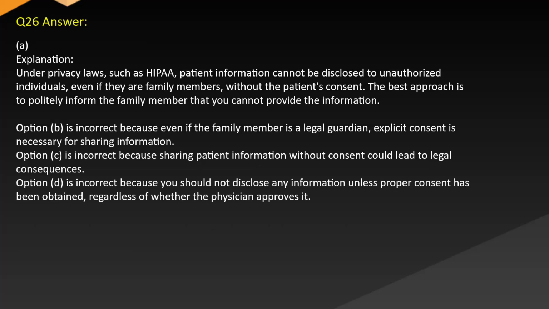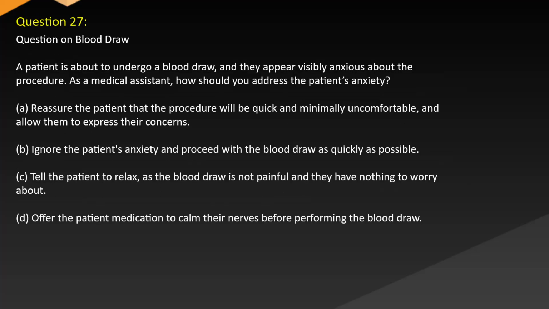Answer A. Explanation. Under privacy laws such as HIPAA, patient information cannot be disclosed to unauthorized individuals, even if they are family members, without the patient's consent. The best approach is to politely inform the family member that you cannot provide the information. Option B is incorrect because even if the family member is a legal guardian, explicit consent is necessary for sharing information. Option C is incorrect because sharing patient information without consent could lead to legal consequences. Option D is incorrect because you should not disclose any information unless proper consent has been obtained, regardless of whether the physician approves it.